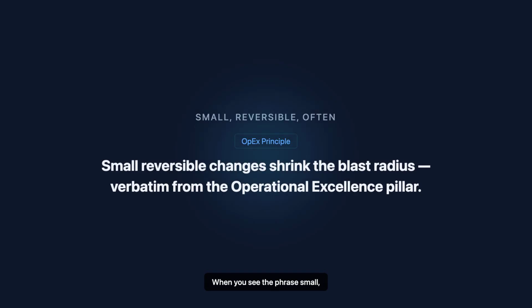When you see the phrase small, reversible changes in an answer choice, the pillar is operational excellence. The idea is simple: design loosely coupled components so you can update them in small increments and roll back quickly when something breaks. Small reversible changes shrink the blast radius. The phrasing is verbatim from the white paper, and it's a strong keyword cue.